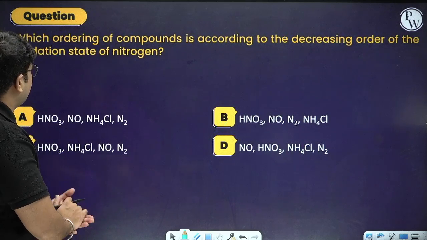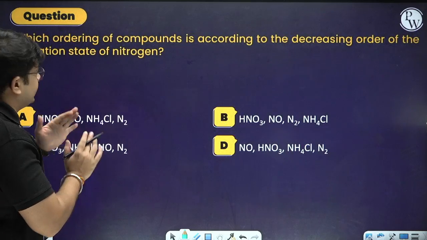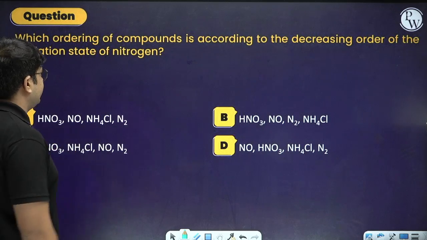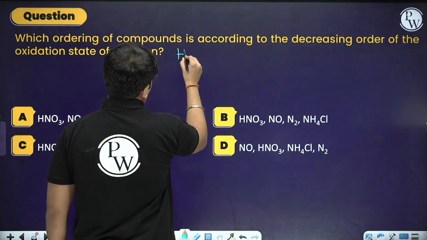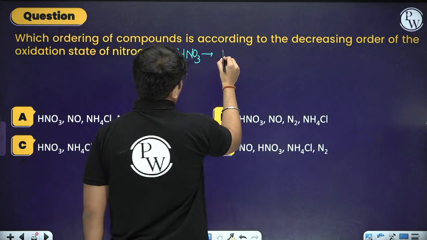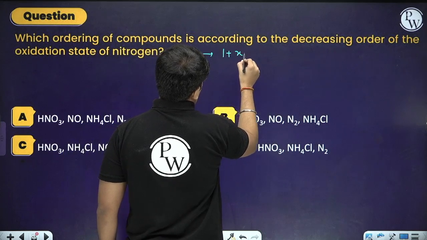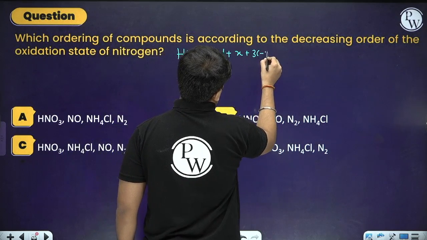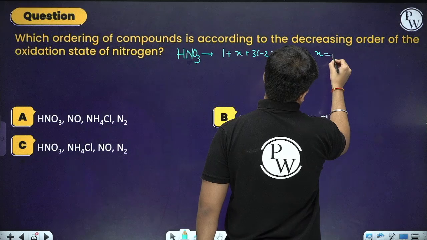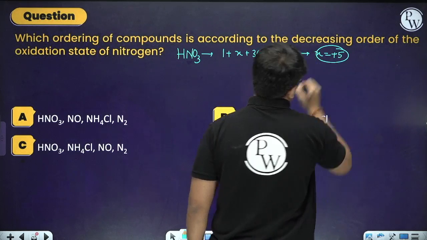Which ordering of compounds is according to the decreasing order of oxidation state of nitrogen? Basically we have the first compound, which is HNO3. In HNO3, we have one hydrogen plus nitrogen, which is X, plus 3 oxygens having -2 charge. The overall compound is neutral, so X will be +5 in this case. Okay, first part.